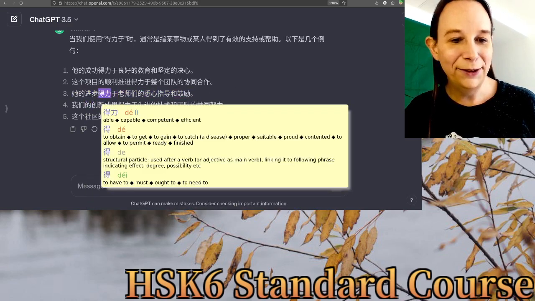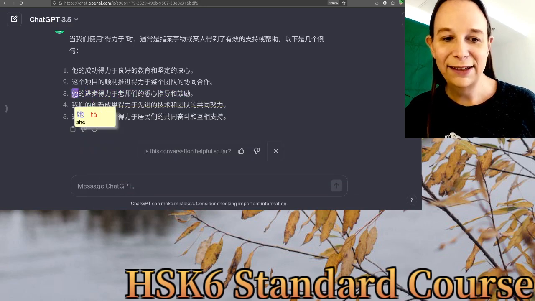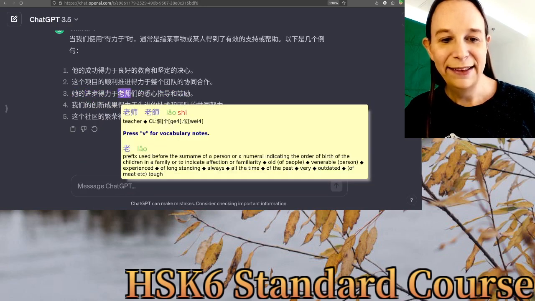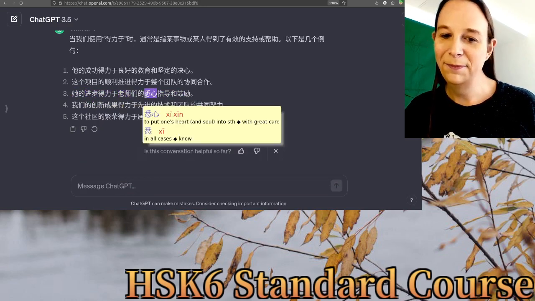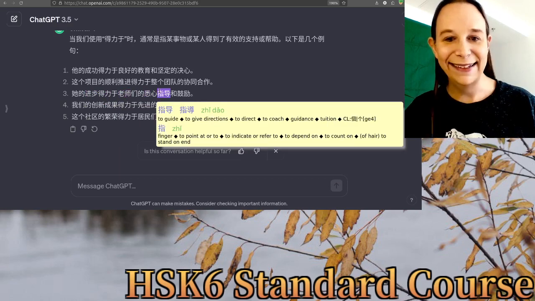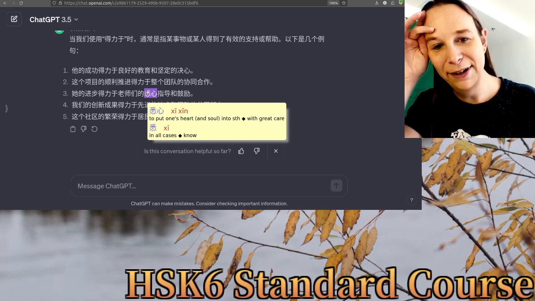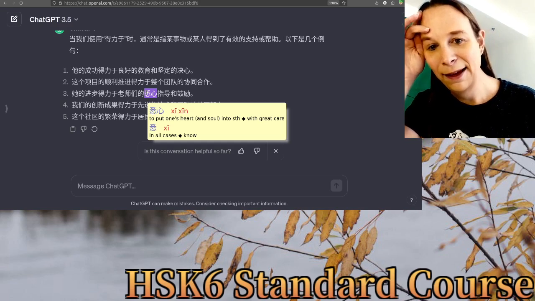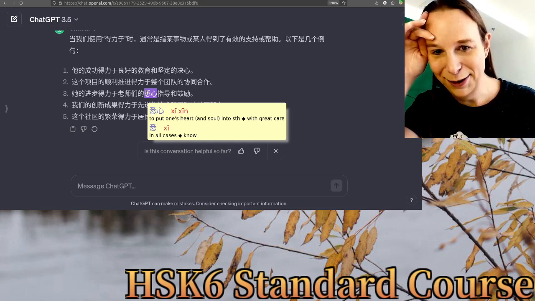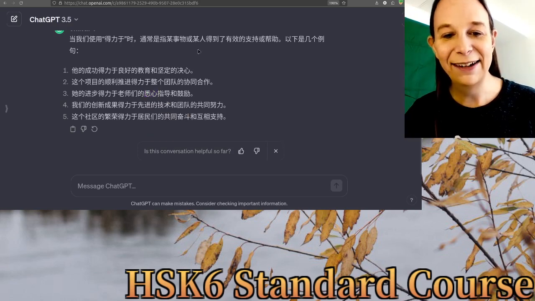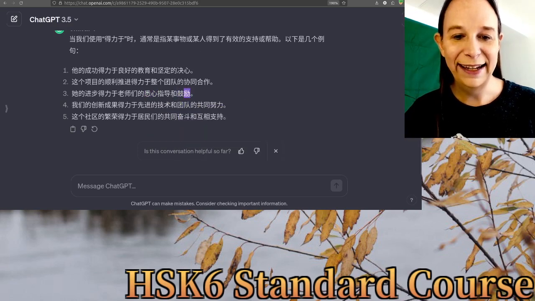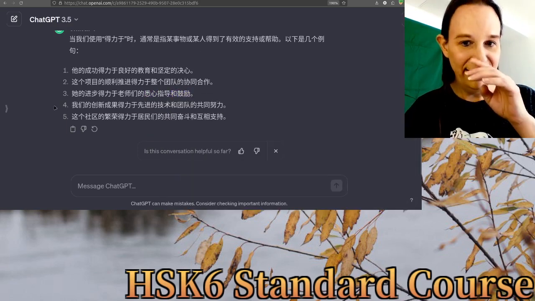Okay, 得力于. So her progress benefited from the teacher's. Okay, this is guidance. This is modifying the word guidance to say the teacher put her heart and soul into her guidance. That kind of guidance. 和鼓励 and encouragement. All right.